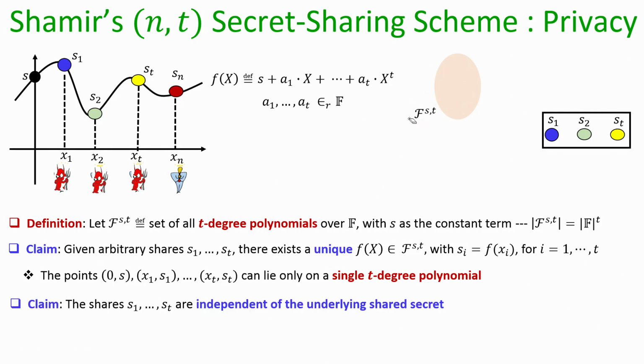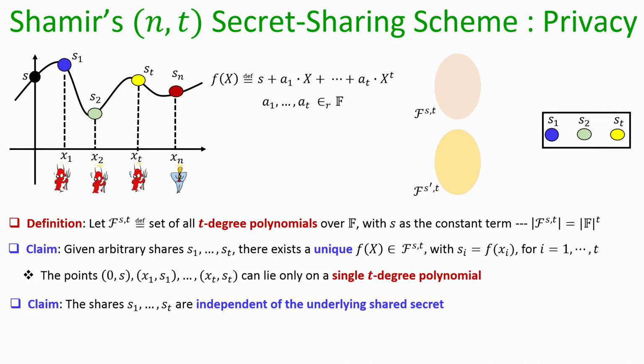Okay. Now, based on all these things, I claim that the shares S1 to St, which are seen by the first t corrupt shareholders or any set of t shareholders, in this example I am considering the case where the first t shareholders are corrupt, are independent of the actual secret shared by the dealer.